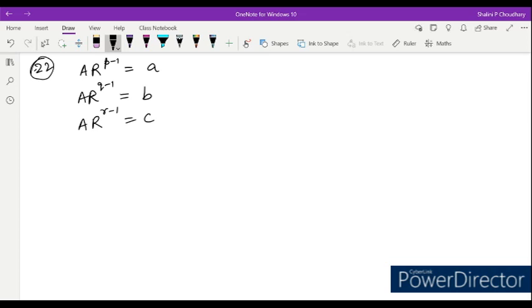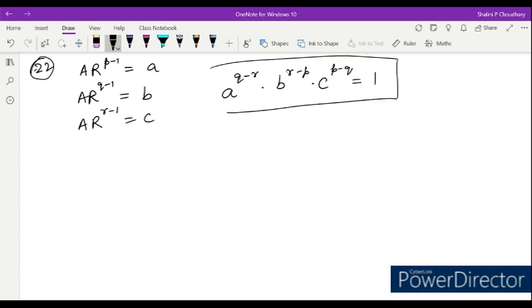Okay, now based on this, we have to prove that a to the power q minus r into b to the power r minus p into c to the power p minus q will be equal to 1. So we'll start from the LHS. The LHS is a to the power q minus r into b to the power r minus p into c to the power p minus q.